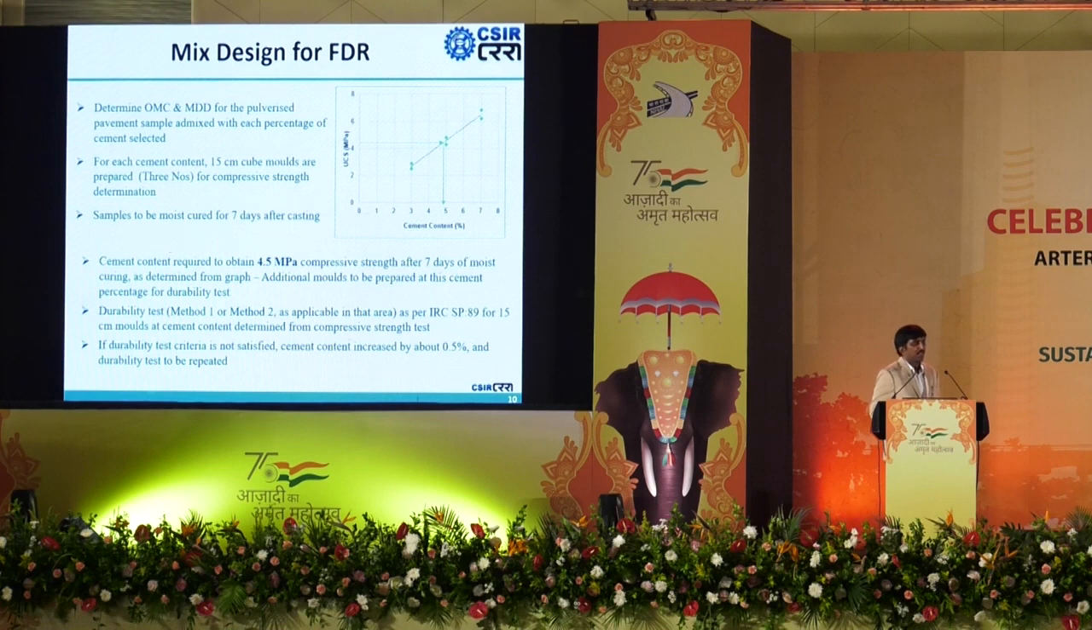So this is the mix design part. We have to find out what is the optimum cement content. So we have to see at different cement contents what our UCS values are. We have some target UCS value, so at what cement content are we getting my target UCS value? Based on that we have to fix the cement content. At that cement content we have to check the durability test also. If it is not satisfying, you have to slightly add some cement content.